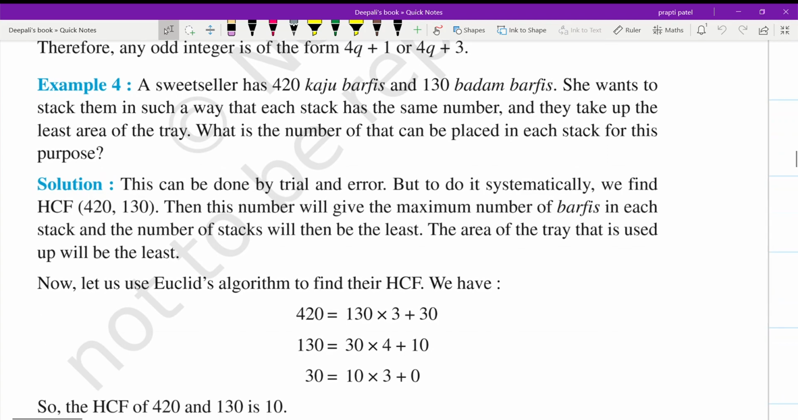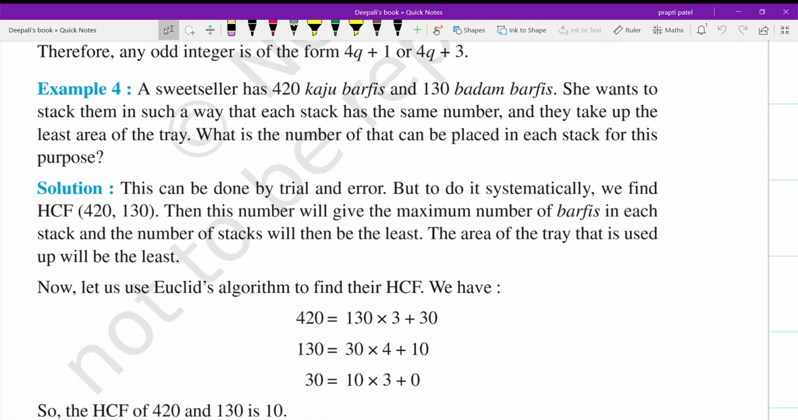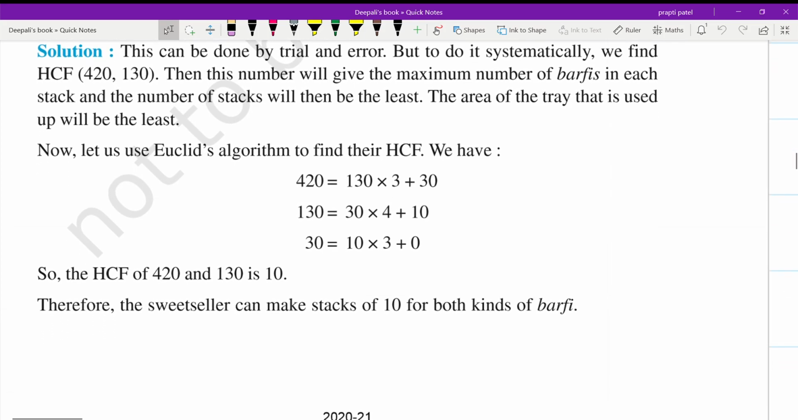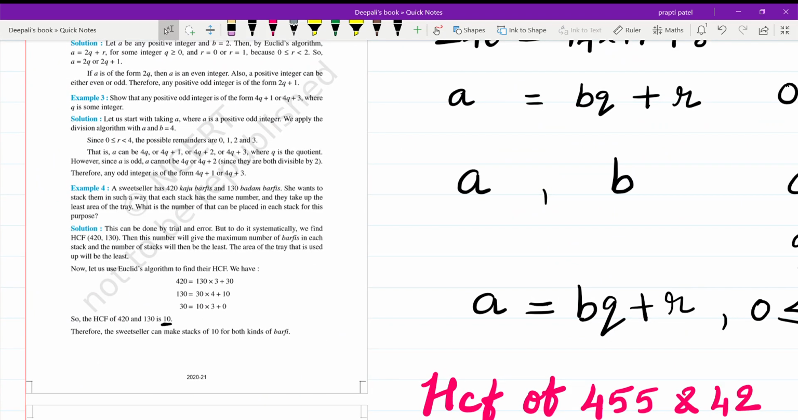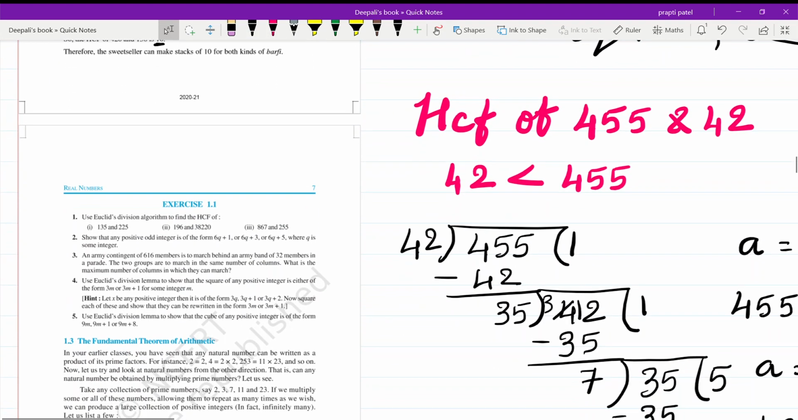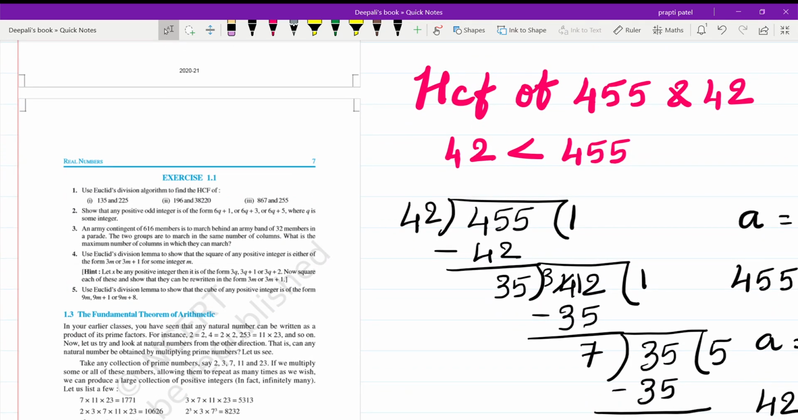Now we can easily find out the HCF of 420 and 130 and find out what could be the answer. So by Euclid's division algorithm, we can find the HCF of 420 and 130 and the answer we get is 10. So the sweet seller can make stacks of 10 for both kinds of barfis. Isn't it simple? Yes. So we saw what are the applications of division algorithm.